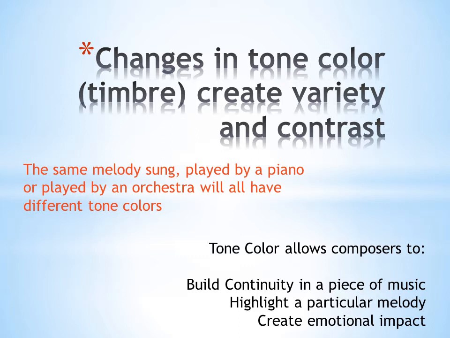Tone color allows composers to build continuity into a piece of music, to highlight a particular melody, and to create emotional impact. What that means is that someone who is writing a piece of music can create a piece of music based off of one short pattern of tones. They can then repeat that series of tones played by different instruments, sung by different voices, played at different dynamics, using crescendos, diminuendos, using different pitches. And while keeping the pattern the same, they are changing the tone color by changing these certain aspects of the music.